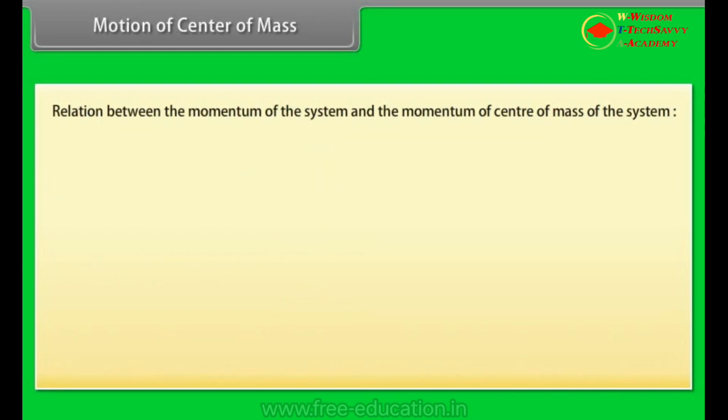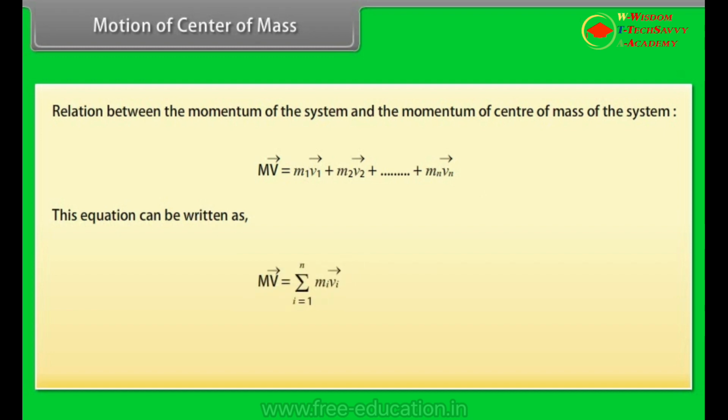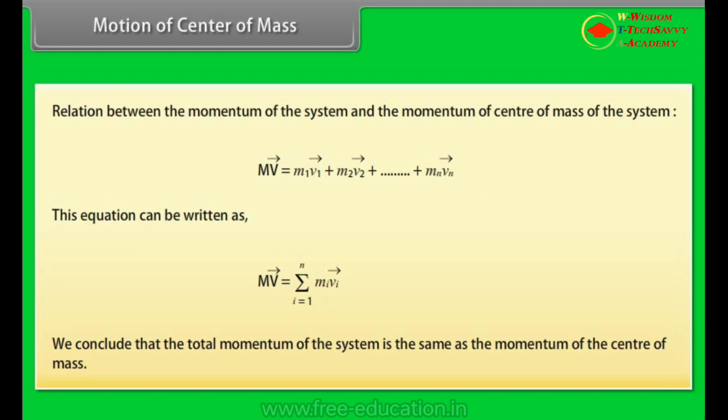Relation between the momentum of the system and the momentum of center of mass of the system. mv vector equals m1v1 vector plus m2v2 vector plus so on till mnvn vector. This equation can be written as mv vector equals summation from i equals 1 to n of the product of mi and vi vector. We conclude that the total momentum of the system is the same as the momentum of the center of mass.